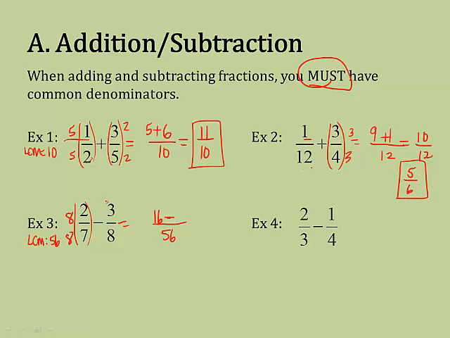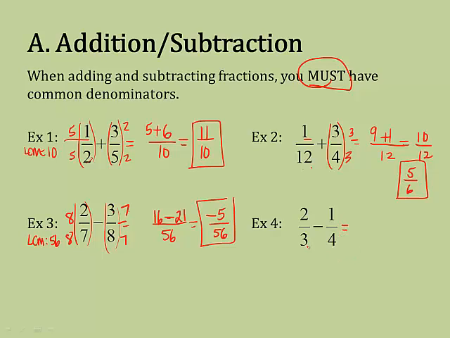Minus the second fraction. In order to get 56 on the bottom, I multiply by 7 over 7. 3 times 7 is 21. And so 8 times 7 is 56 on the bottom. So reduce it. I get negative 5 over 56. That's my answer.